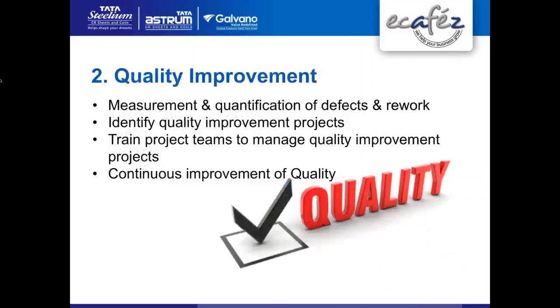Then the next important thing is quality improvement. Lean manufacturing focuses on defects and has techniques like A3 thinking, Kaizen and problem solving techniques. They help you reach the root cause behind the defect and help people improve their processes to eliminate the root cause, so that more quality improvement takes place.